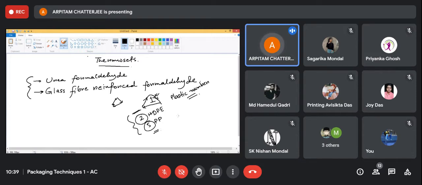And sometimes you will see that it is not clearly written. It is given a number 7 over there, and 7 is basically called others. That means it is none of those standard things. It may be a composite one, that means plastic that might have been mixed with some paper fiber or glass fiber to give a particular property to it.